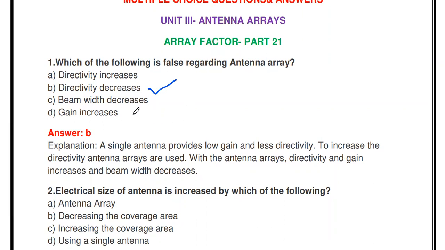Okay. So in this statement, the directivity decreases. This is the false statement, the remaining are all true only. Directivity increases, beam width decreases, gain increases. So these are all the effects of antenna array.